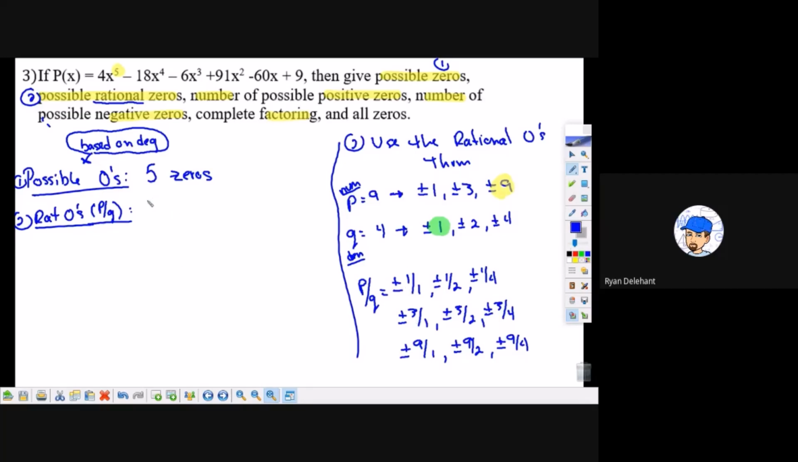So I'm going to list, that's plus or minus 1. And we have 1/2 and 1/4. Three over 1 is 3. 3/2 and 3/4. Those are both unique. And then the 9. 9 over 2. 9 over 4.